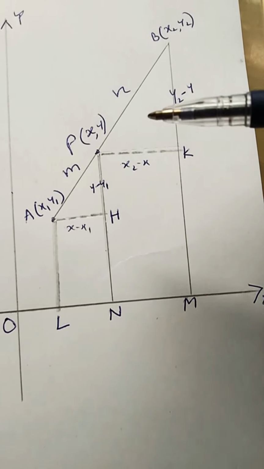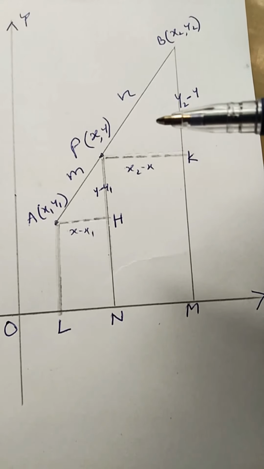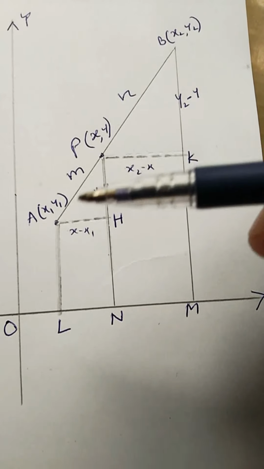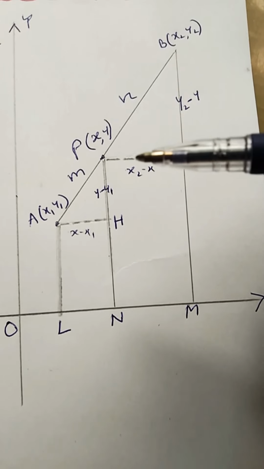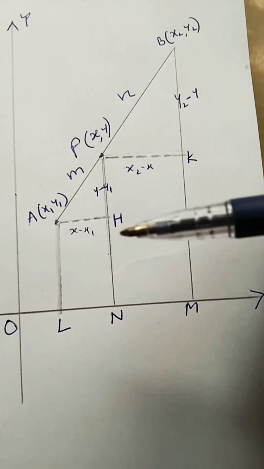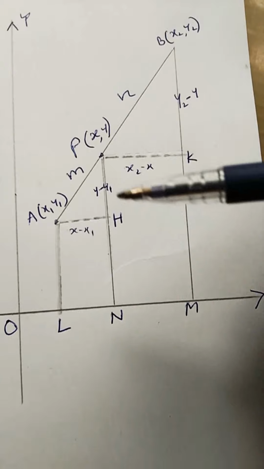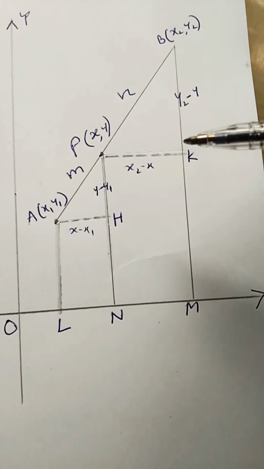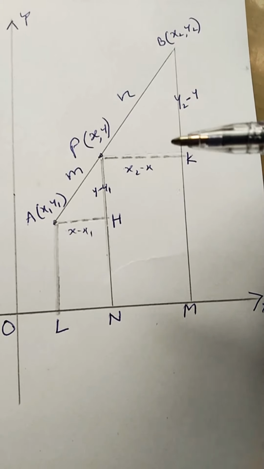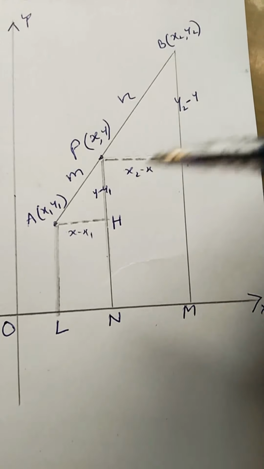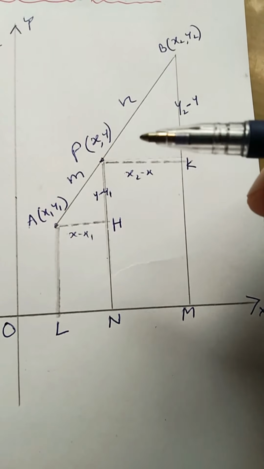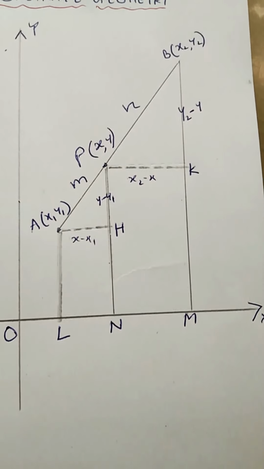Now if they are similar, then we can say their sides are proportional. It means we can say that AP by BP equals AH by PK equals PH by BK. So their corresponding sides will be proportional. And then in the ratio, putting in these values, we can get the values of x and y. Now let us see the calculations.